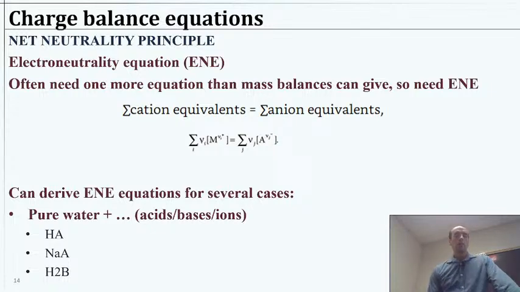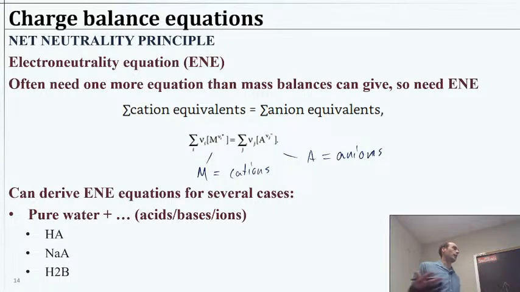Now we can describe that here. If M is cations in this symbol here, and A is anions, then that would be the way to describe that mathematically, I suppose.